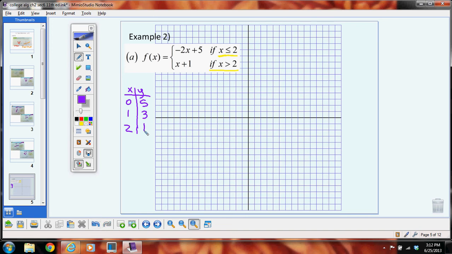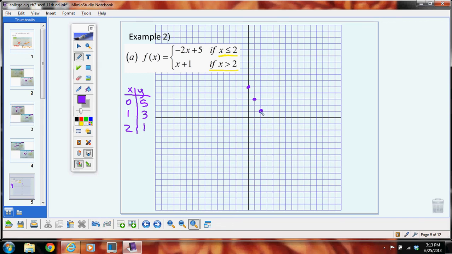So let's start our graph. We're going to have a dot at x is 0, y is 5. So we have a dot here. I have a dot at x is 1, y is 3. And I have a dot at x is 2, y is 1. Now I need to talk about, is that an open dot or a closed dot? Because it says equal to right here, that tells me that that dot is going to be a closed dot. So I fill it in.